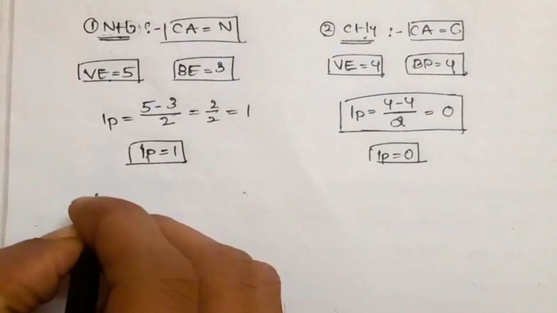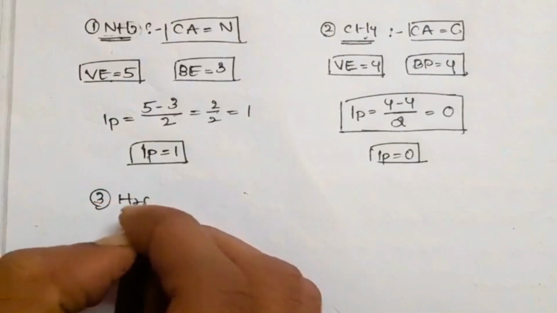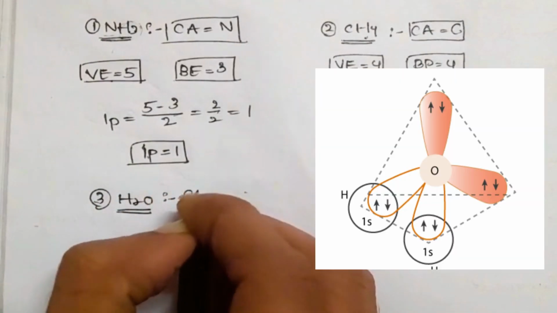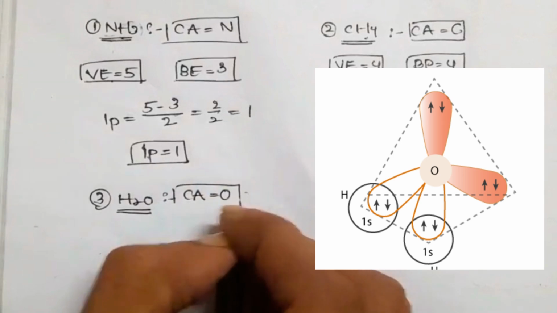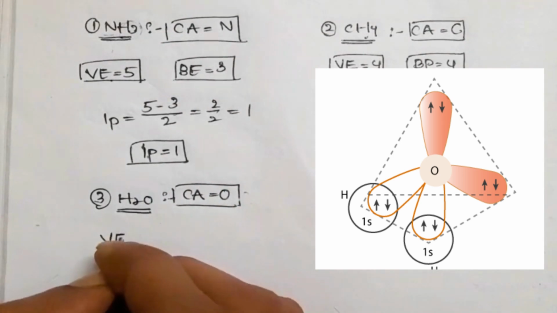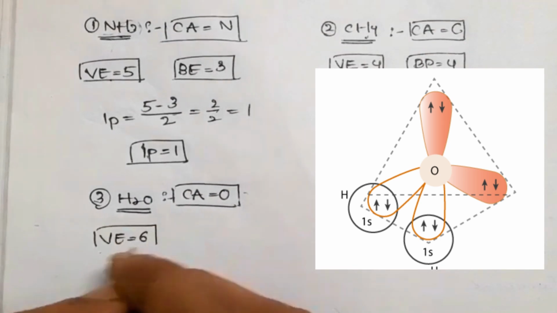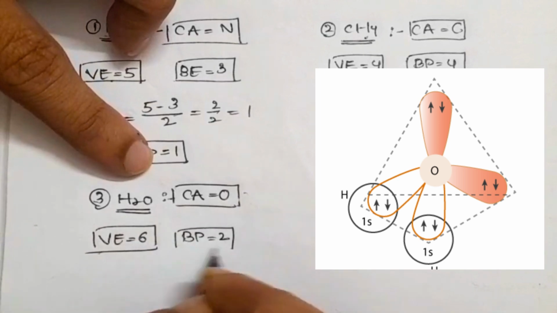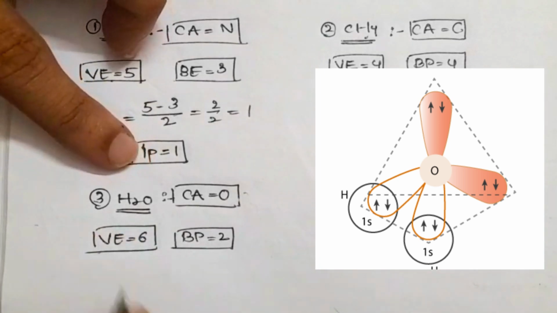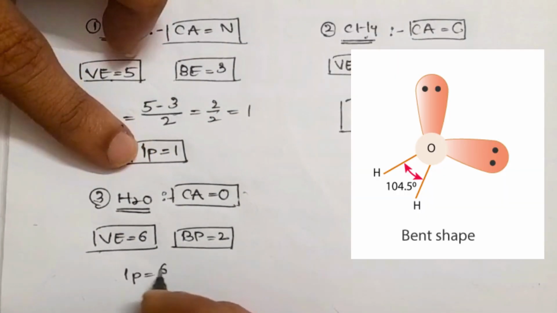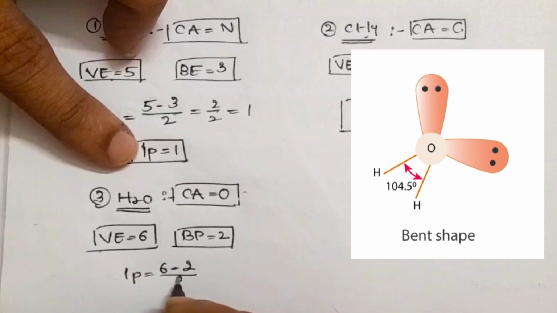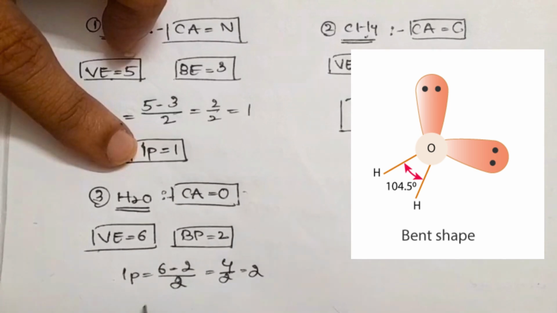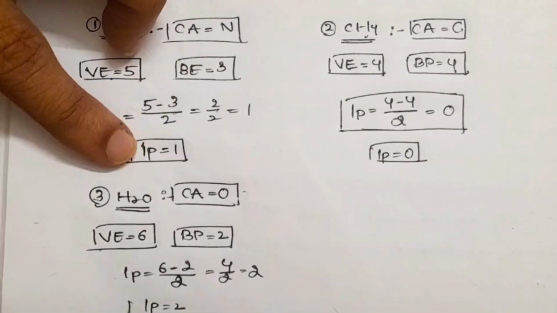Now see the last molecule, H2O. What is the central atom of H2O? Oxygen, right? How many valence electrons are there in oxygen? 6 valence electrons, and here there are 2 bonding pairs with hydrogen. Am I right? So the lone pairs are 6 minus 2 by 2. So the lone pairs here are 2.